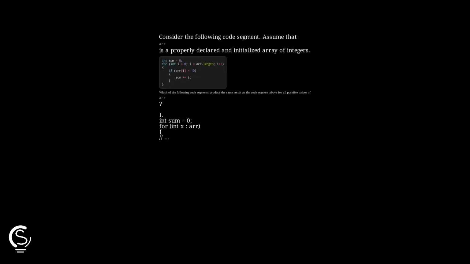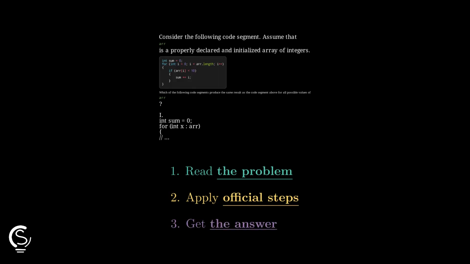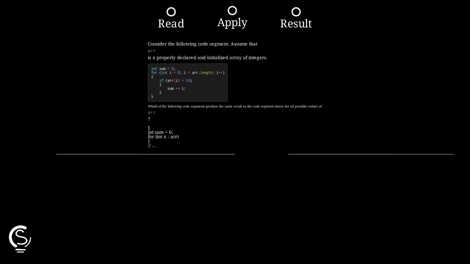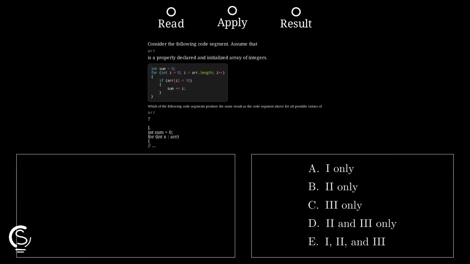Let's go! Finding the right code segment is easy if you track the index. Let's break down these Java loops to see which match the original sum. The original code adds the index I to the sum whenever an element is less than 10.